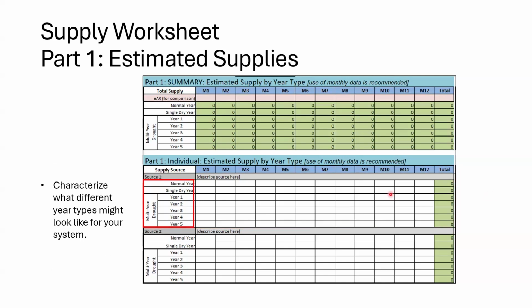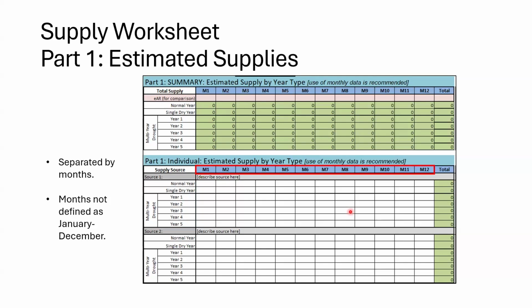So yeah, as mentioned, it's for the different year types and what that would look like for your system, maybe what a normal year will look like, or a single dry year, etc. And again, it's separated into months and they're not defined as January to December. You just make sure you keep track of what month is what, and it will help you create different time steps as well to look at it in a different way.